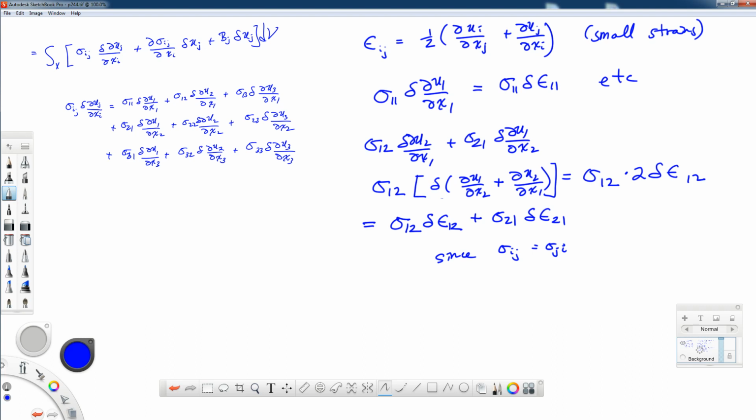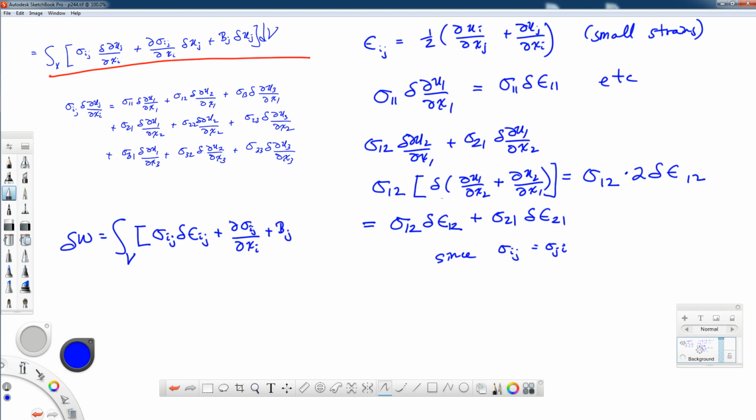Alright, now with that, we can go back to our equation on top. In variation and work, we can express this as an integral over the volume of sigma ij, variation in epsilon ij, plus a term that looks like the partial derivative of sigma ij with respect to xi, plus the body force term bj, times variation in displacement uj, bracket, and then dv.